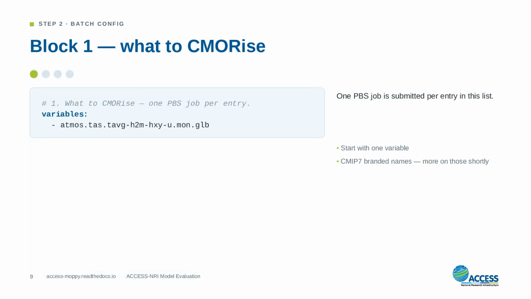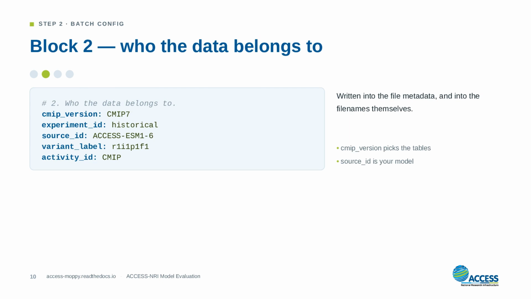Block 1. What to CMORise. 1 PBS job is submitted, per entry in this list. Block 2. Who the data belongs to. The CMIP version, the experiment, the model, the variant label and the activity. This goes into the file metadata and into the file names themselves.